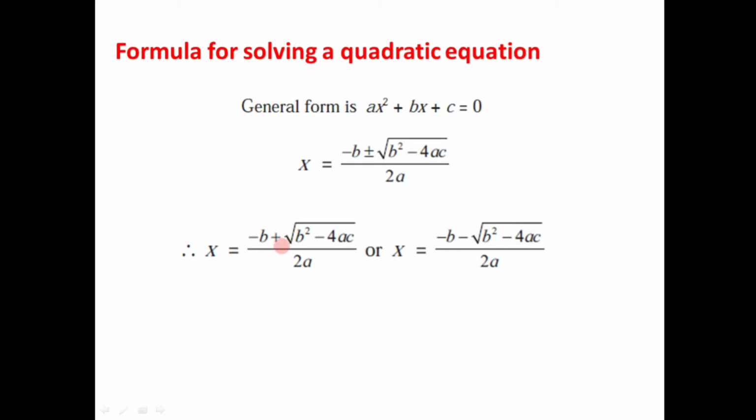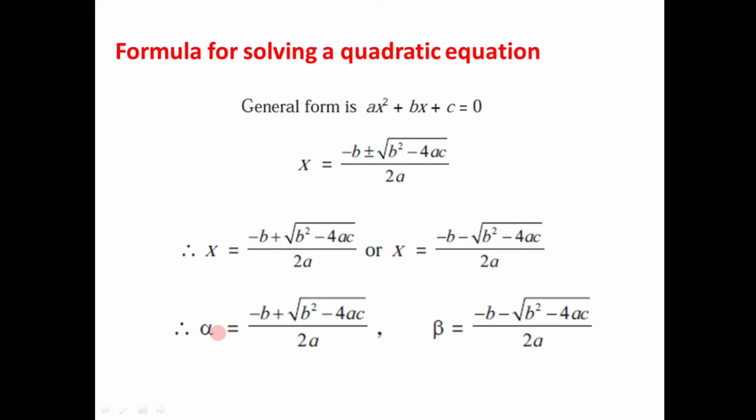We can call these two solutions as alpha and beta, that is alpha is equal to minus b plus under root b square minus 4ac divided by 2a, and beta is minus b minus under root b square minus 4ac divided by 2a. By using this formulae, we can find the solution of any quadratic equation given. Now let us illustrate this one.